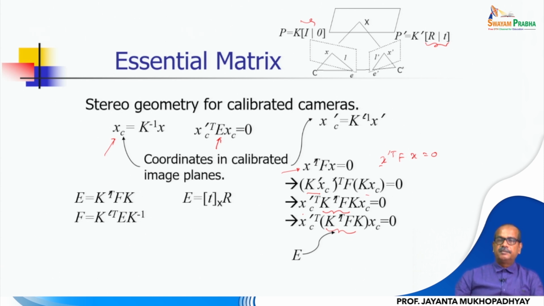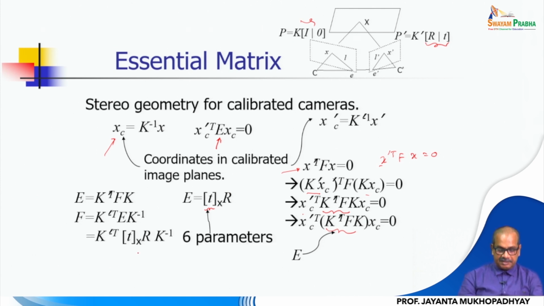The other representation of the essential matrix using these camera parameters, we have already discussed, that is T cross R. So this is once again the cross product converted into a matrix. We say this is the T cross matrix. Let me call it T cross matrix R, and this is the essential matrix. So we can just represent it.